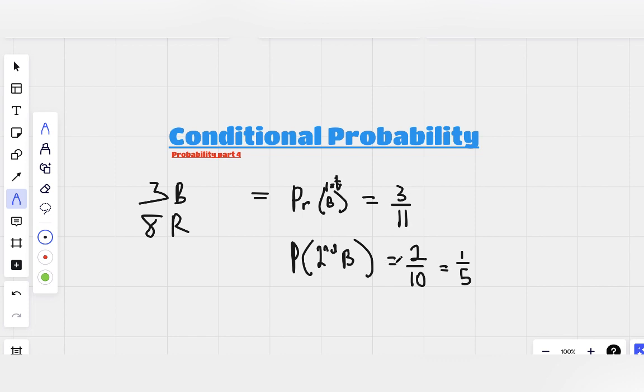Why is it a conditional probability? We are asking what's the probability that the second ball chosen without replacement is blue, given that the first one was blue. You take the ball out, you don't put it back.